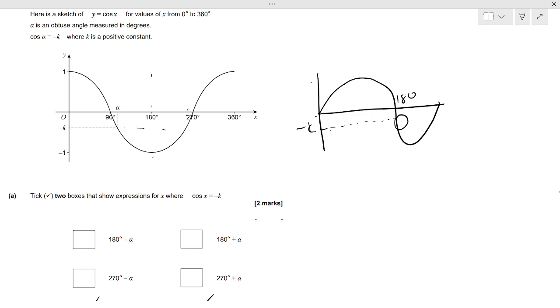So actually, if you notice, this gap here between 90 and alpha is the same gap between 180 and this solution here as well. But the only thing we changed really was adding 90. And in general, for a sine graph, you get a cos graph and then you add 90 onto it to get the sine graph here, right?